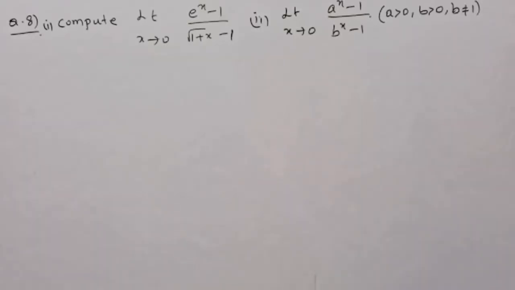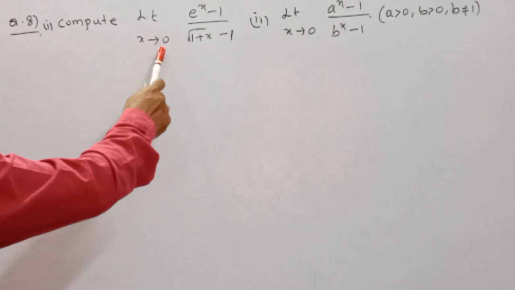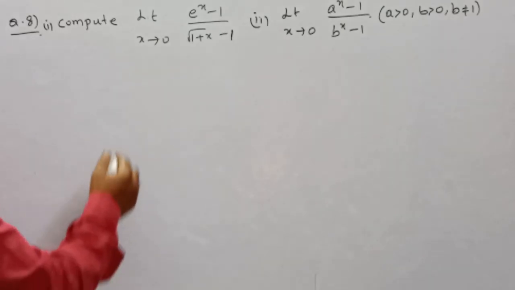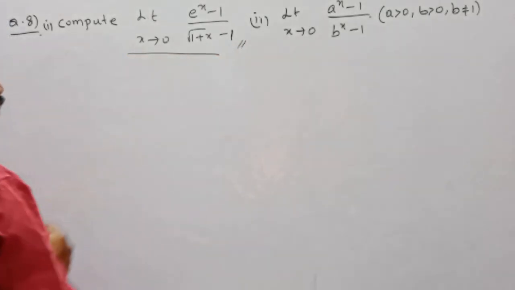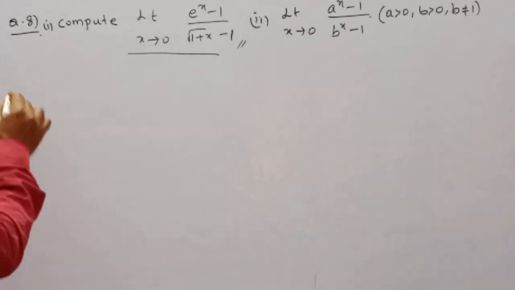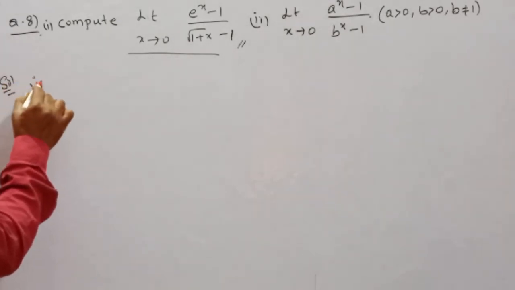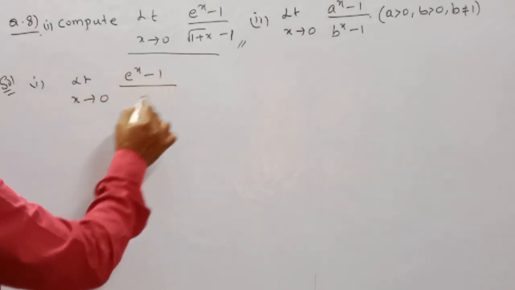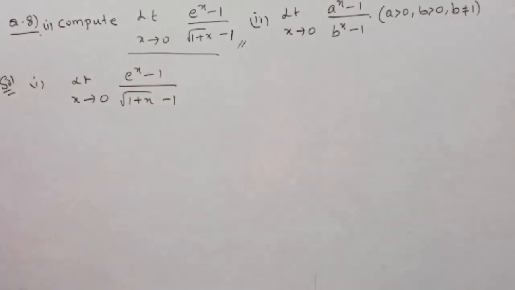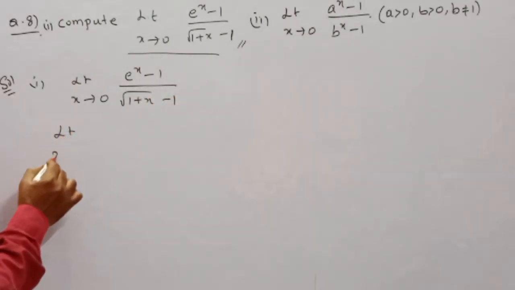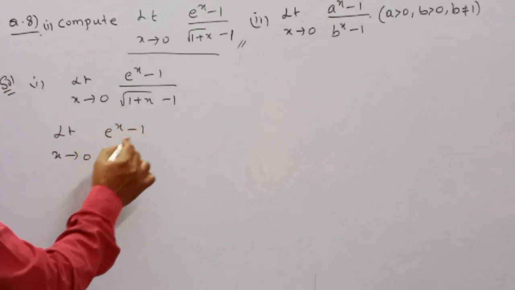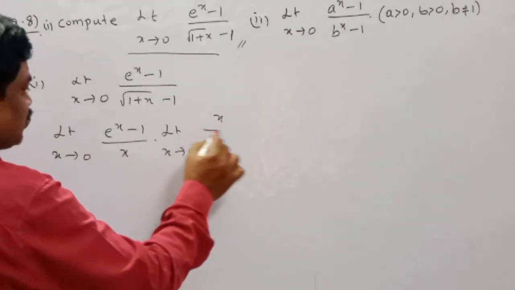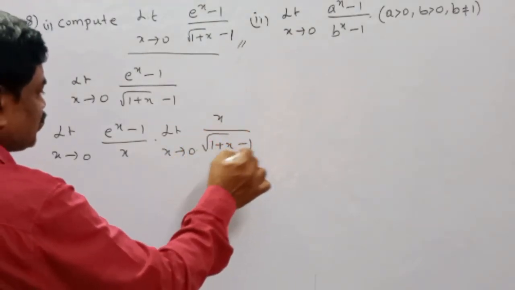Here we have the problem. Compute limit x tends to 0, e power x minus 1 by root over 1 plus x minus 1. So you can solve this problem similar to the previous problem. You can write it as limit x tends to 0 e power x minus 1 by x, into limit x tends to 0 x by root over 1 plus x minus 1.